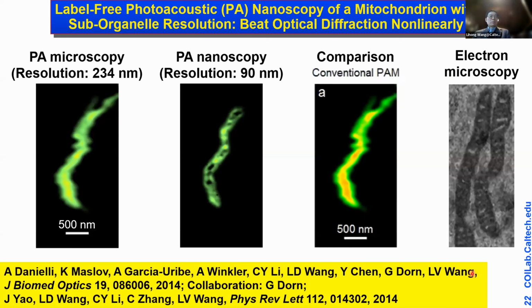We can provide super resolution for the acoustic imaging by using nonlinearity. The first one shows diffraction limited resolution at 234 nanometers. Using nonlinearity, we provide photoacoustic nanoscopy at 90 nanometer resolution. This movie shows a comparison, and you can see an EM micrograph. We're looking at the mitochondria.